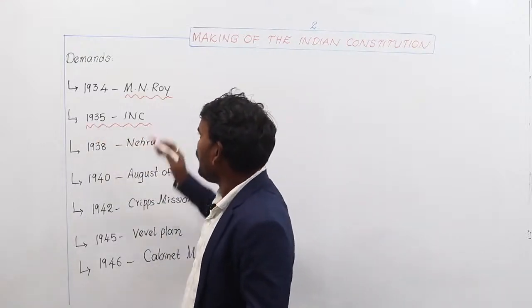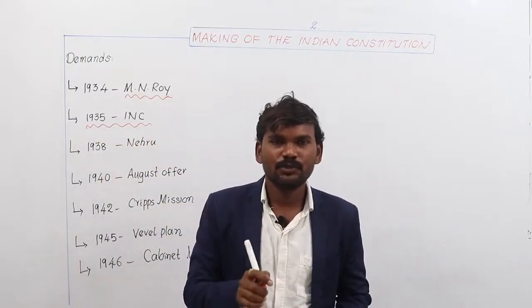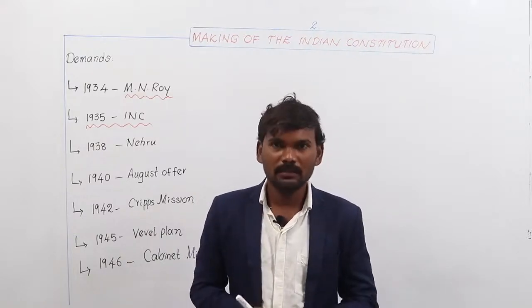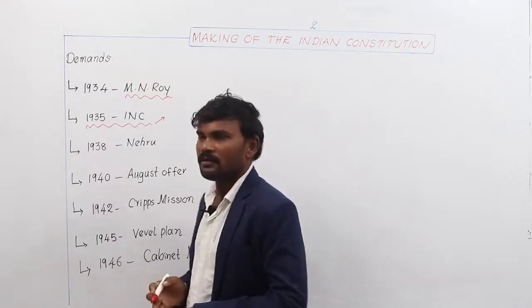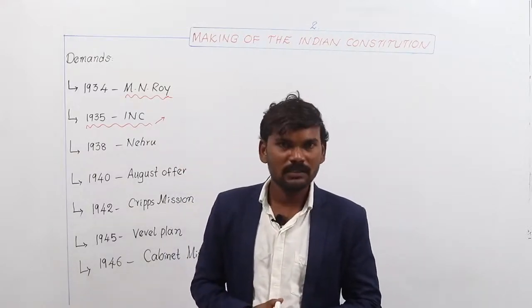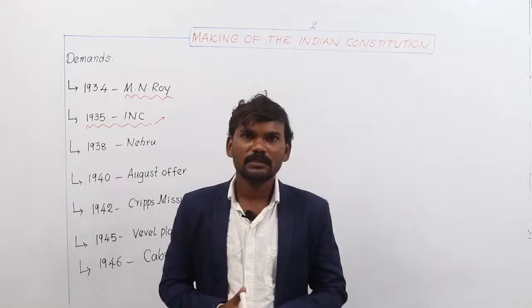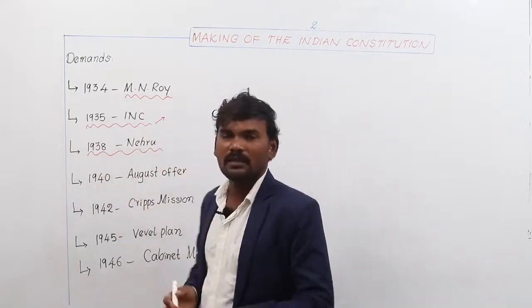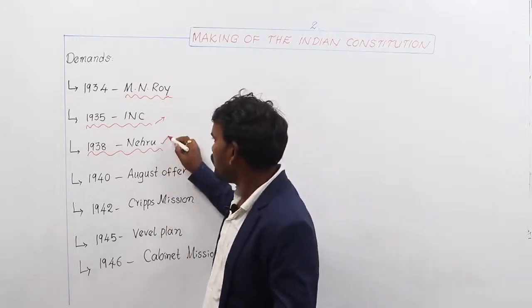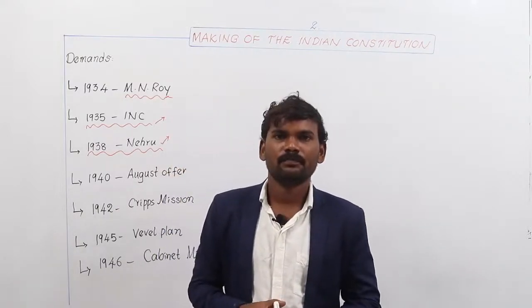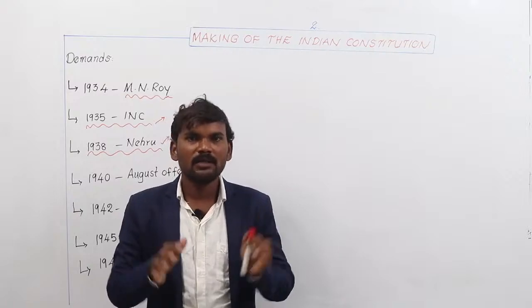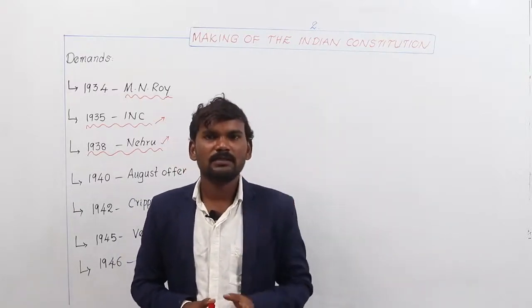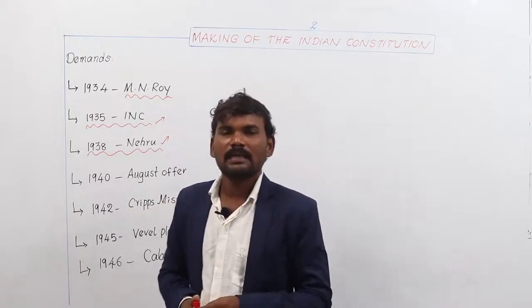After the demand by M.N. Roy in 1934, the Indian National Congress for the first time passed a resolution demanding the setting up of a Constituent Assembly. This is also important: when did the Indian National Congress pass a resolution to set up a Constituent Assembly? It was 1935. In 1938, on behalf of the Indian National Congress, Jawaharlal Nehru demanded that the British government set up a Constituent Assembly on the grounds of universal franchise, consisting only of Indians, with no outside interference.